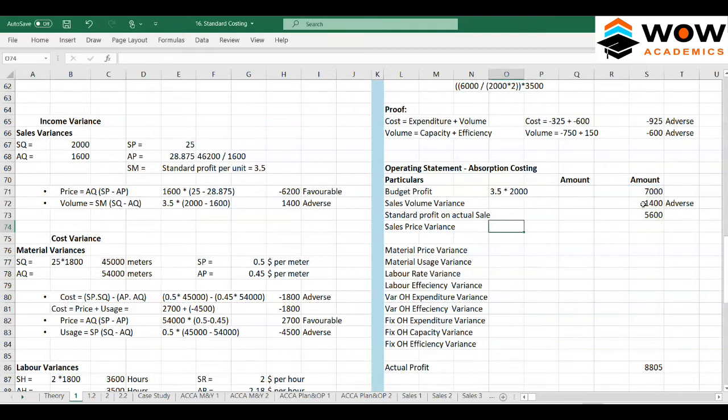So from this number onwards, you are going to keep on adding and deducting all numbers. Okay, this number is the adjusted number here. So what is the sales price variance? Sales price variance is favorable. Okay, it is favorable, and 6,200.